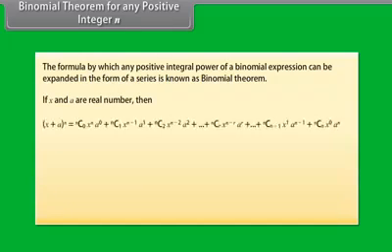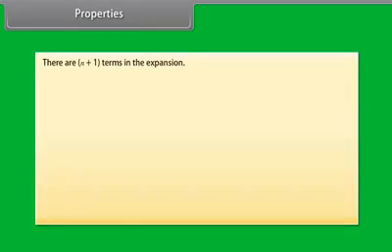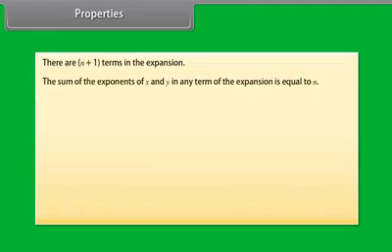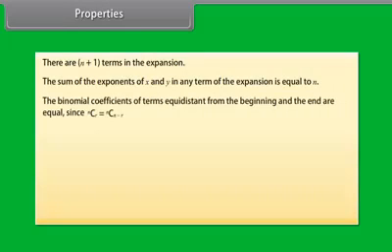The formula by which any positive integral power of a binomial expression can be expanded in the form of a series is known as the binomial theorem. If x and a are real numbers, then (x + a)ⁿ is equal to the summation from r = 0 to n of nCr into x raised to power (n − r) into a raised to power r. The binomial theorem can be proved by induction.